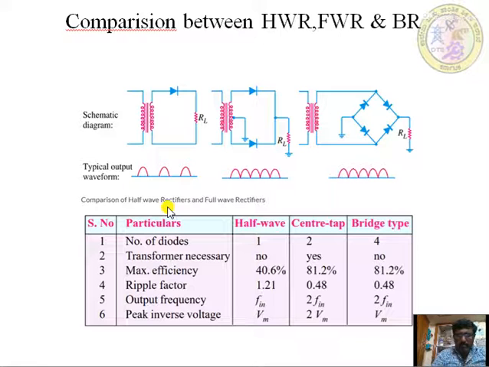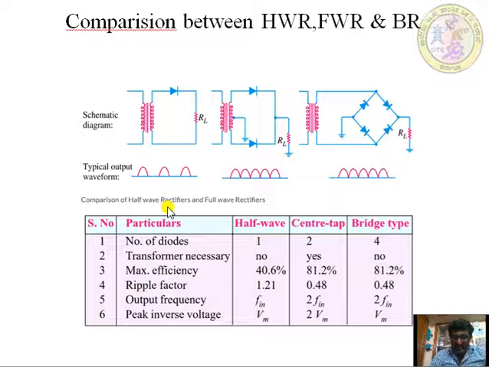Okay, so what we should compare between the half wave rectifier, full wave rectifier and center tap bridge rectifier is, first, the number of diodes: for half wave it is 1, for full wave with center tap it is 2, and for bridge type it is 4. Is a transformer necessary? For half wave rectifier, no. For bridge rectifier also no, but for center tap it is yes.